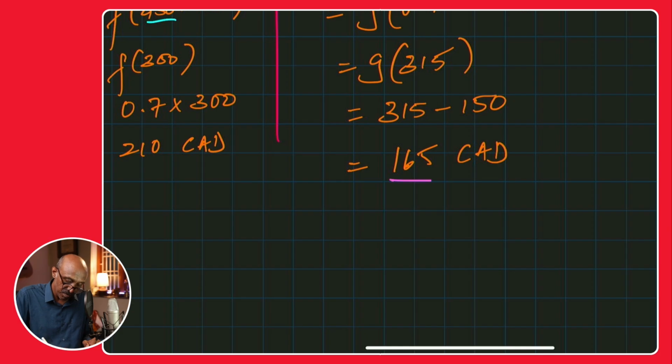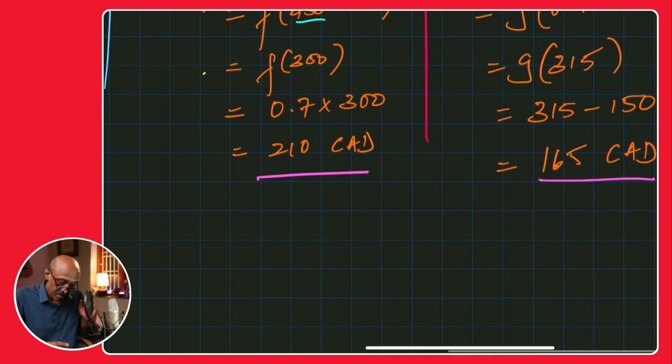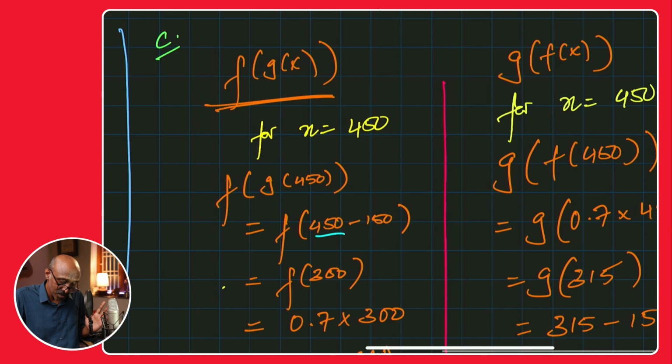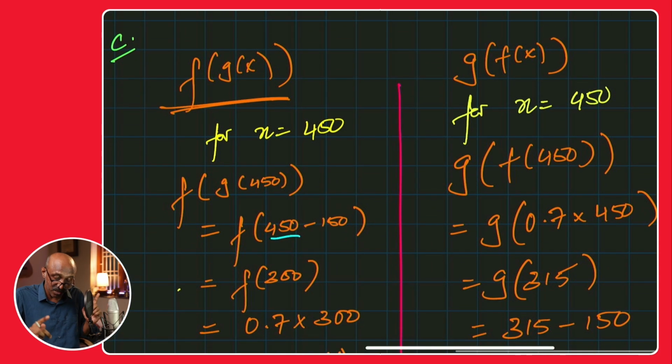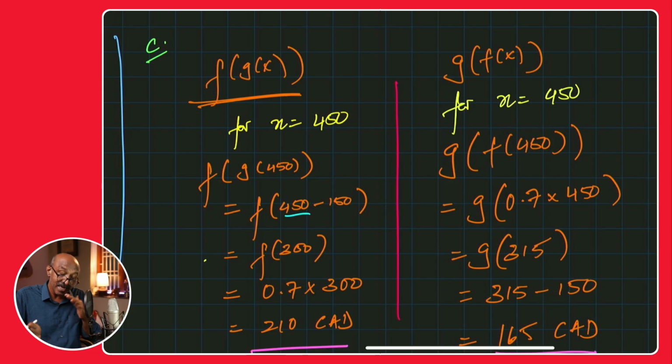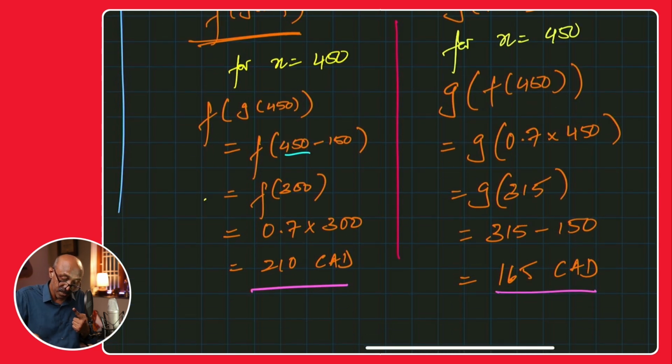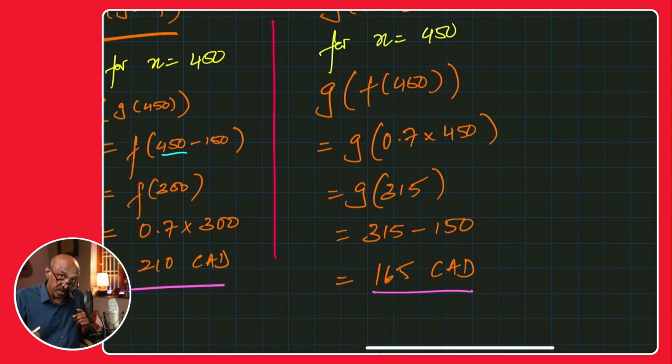Now you can see it right before your eyes that for that same chair that was valued at $450, if the order of the discount was g first and then f second, that's f of g of x, what does that mean? It means the reduction first and then the 30% discount, as opposed to g of f of x. That means f first and then g, which means first the 30% discount and then the reduction of $150.